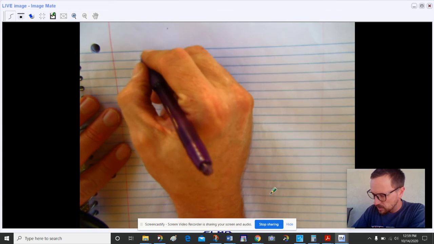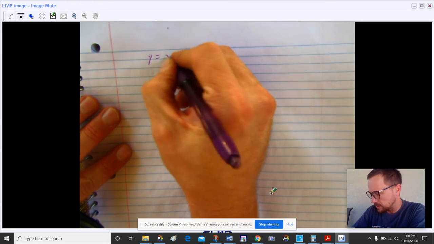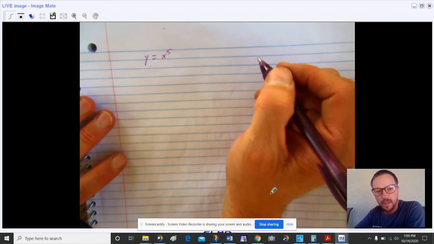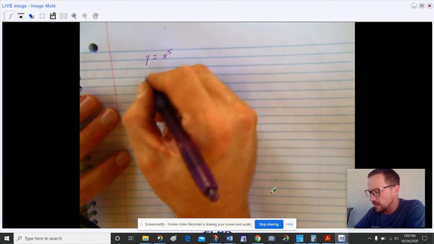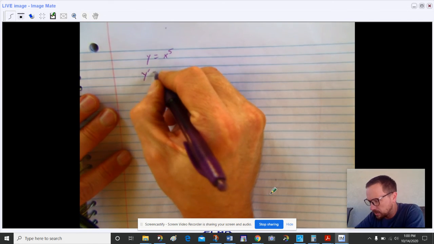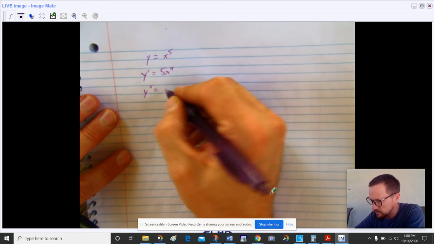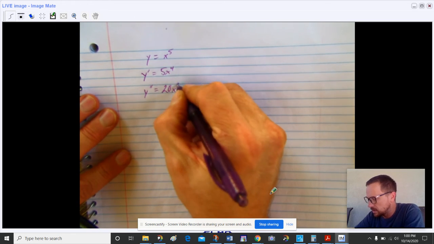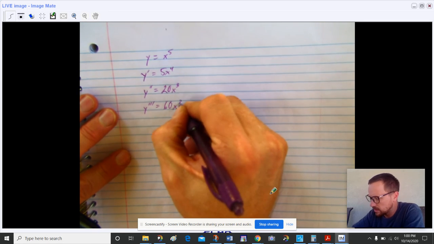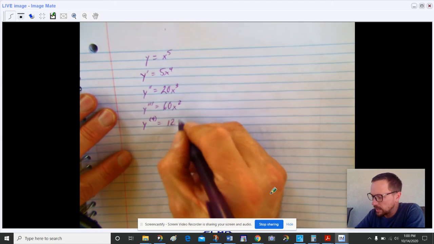Now, we could also have just your regular old functions. So we have y equals x to the fifth. Okay, so something basic. Then what we're going to do is, well, we could write this a couple of ways. Let's just keep it that way. Y prime would be 5x to the fourth. Y double prime, 20x cubed. Y triple prime, 60x squared. Y to the fourth would be 120x.